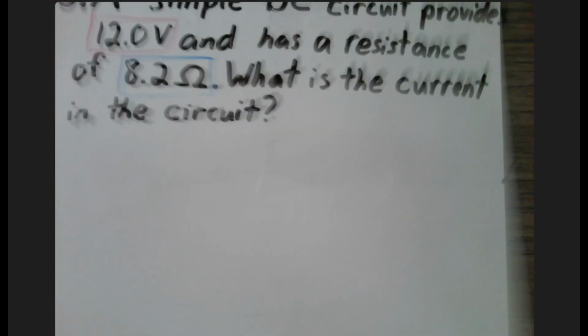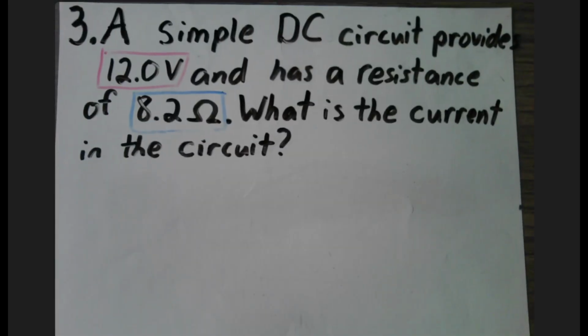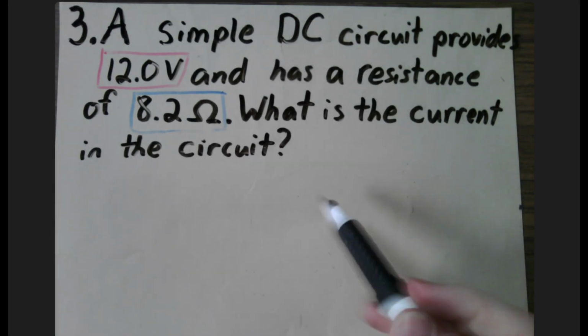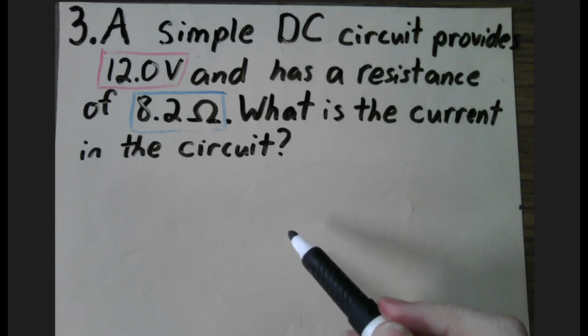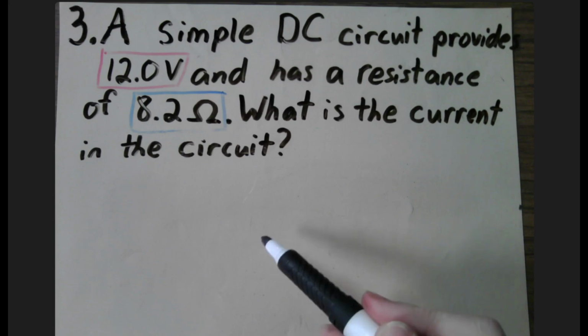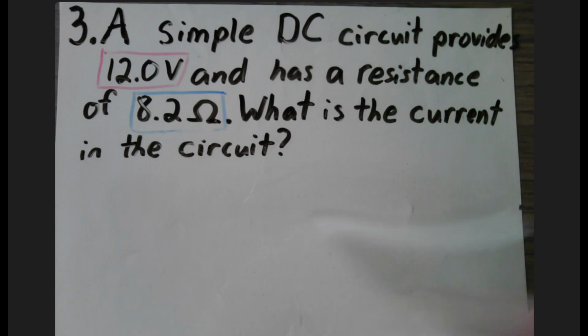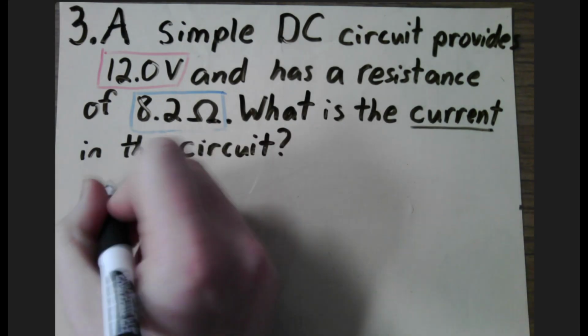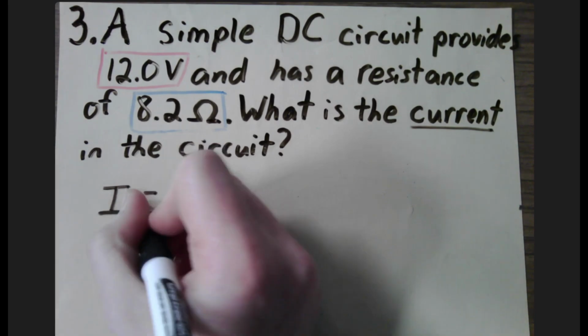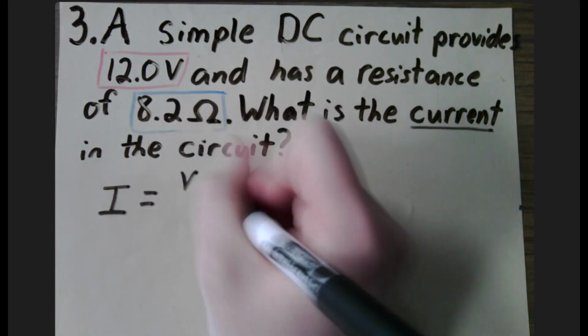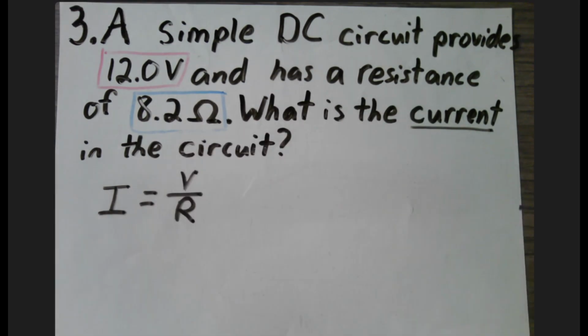Let's take a look at one more problem of this type. A simple DC circuit provides 12.0 volts and has a resistance of 8.2 ohms. What is the current in the circuit? Well, we're looking for current. Having this in mind, we're going to use the same formula we did last time. I, which is current, is equal to voltage over resistance.